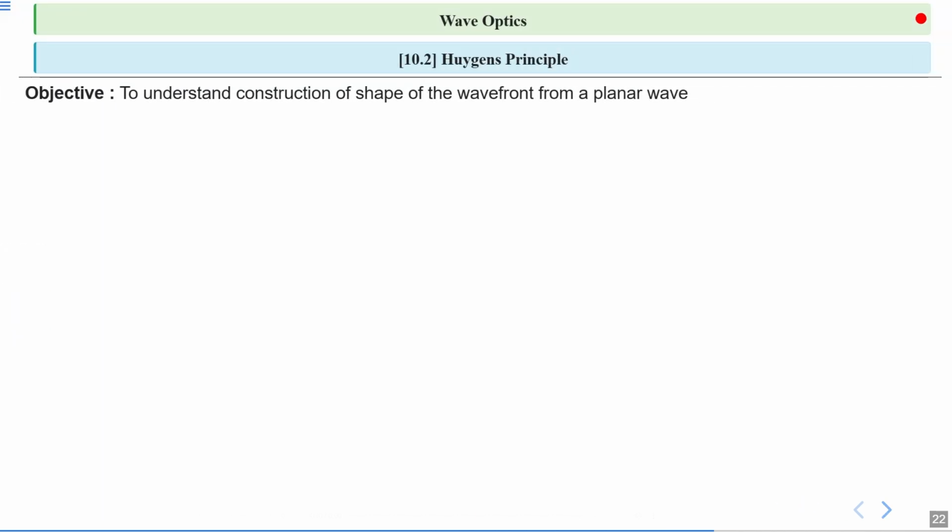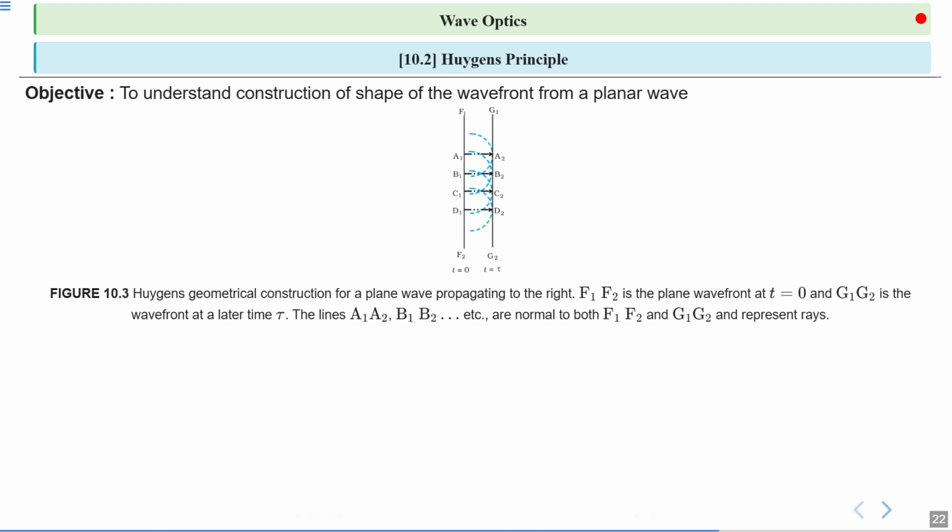So here our objective is to understand the construction process, which is crucial for grasping how waves propagate through different media. Let's start by looking at figure 10.3. The diagram illustrates Huygens' geometrical construction for a plane wave moving to the right. Notice the initial wavefront labeled F1, F2 at time t equals 0. This is our starting point for understanding wavefront propagation. And A1, A2, B1, B2, what are these lines? They are normals to both F1, F2 and G1, G2 and represent rays.